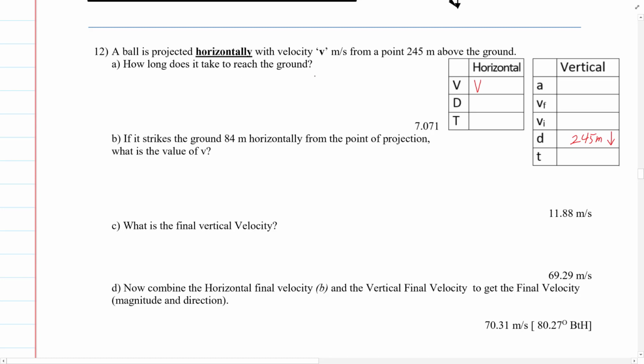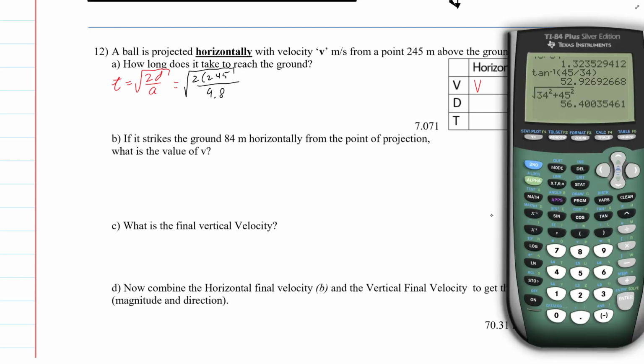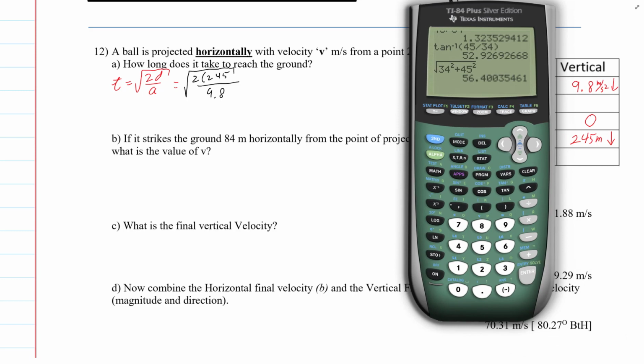It doesn't look like we have very much information, but we have a lot more than what you assume. We're going to assume we're on Earth, 9.8 meters per second squared down, and it's launched horizontally, so there's a 0 there. There are 3 pieces of information here, and because of the 0, we can use the square root thing. The t is equal to the square root of 2d over a. If you don't understand that, go back a few videos and you will see my shortcut explained many times. So the square root of 2 times 245 divided by 9.8.